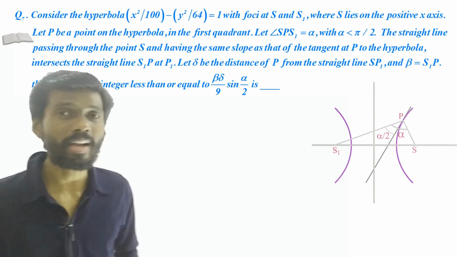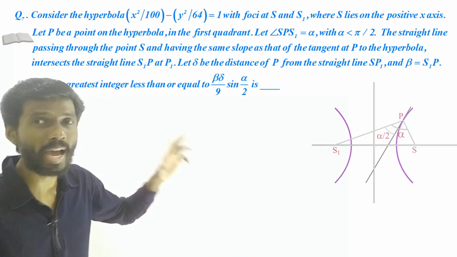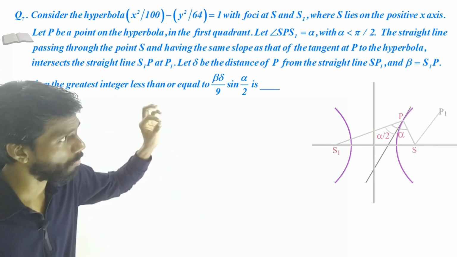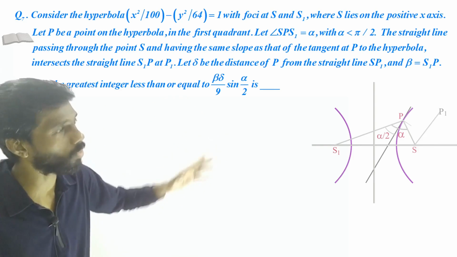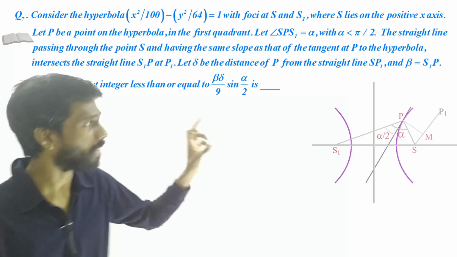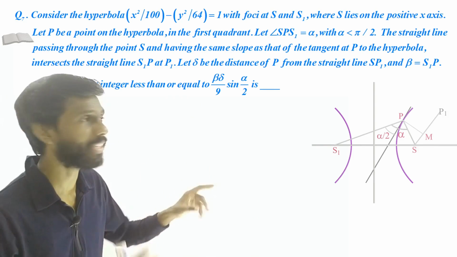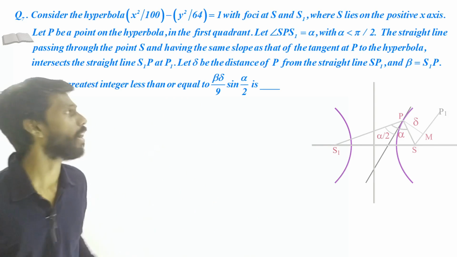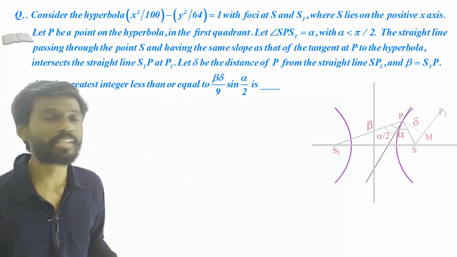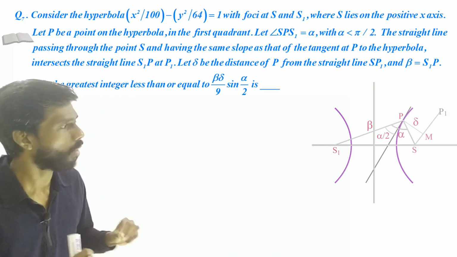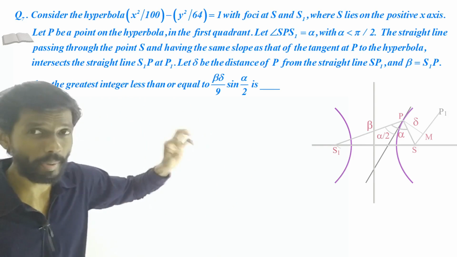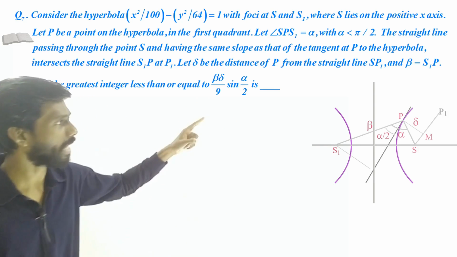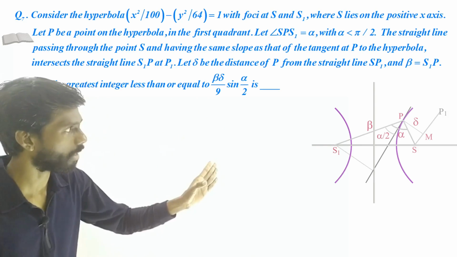Next, you draw a line through the point S parallel to that tangent. That line is taken as SP1. From the point P, we draw a perpendicular to this line which meets at the point, say, M. That length is also given, delta. Delta is the length of the perpendicular from P to this line SP1. Also the distance from S1 to P is given as beta. Now we draw a perpendicular from the point S1 to that tangent. Suppose it meets at the point N. So S1N is the perpendicular to the tangent.